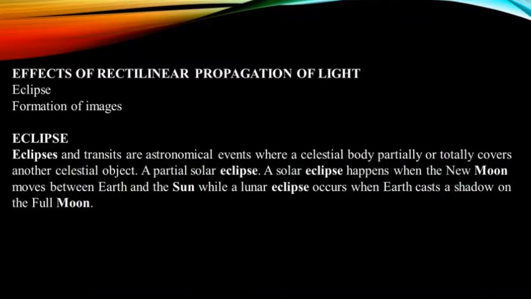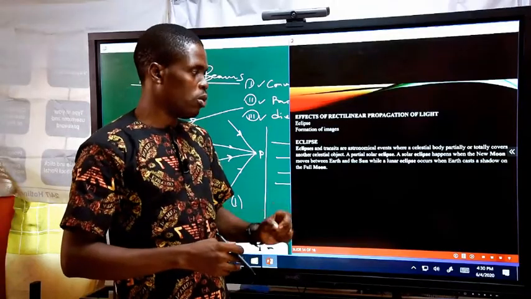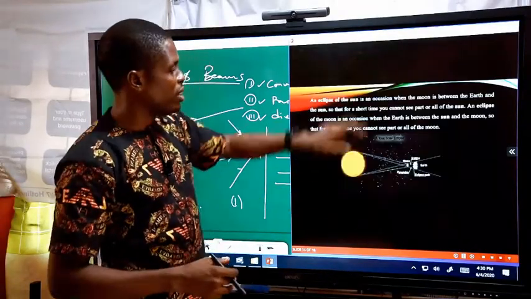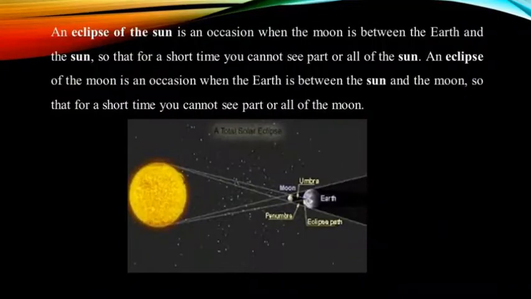The moon is opaque. It doesn't allow light to pass through. So it blocks the path of light, and what we see is that the part of the earth that light is supposed to get to will be in darkness. We have a diagram there that describes the eclipse of the sun. It is an occasion when the moon is between the earth and the sun, like I mentioned earlier. So you see the moon coming between the sun and the earth.